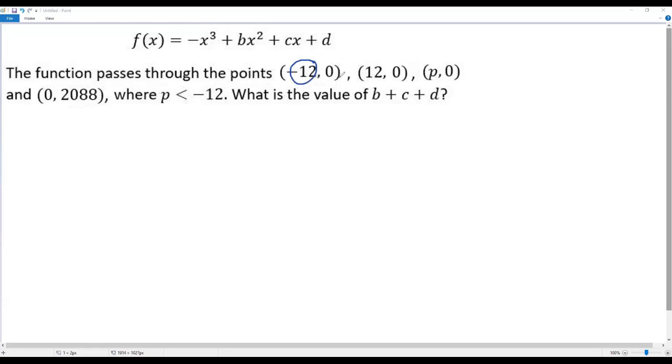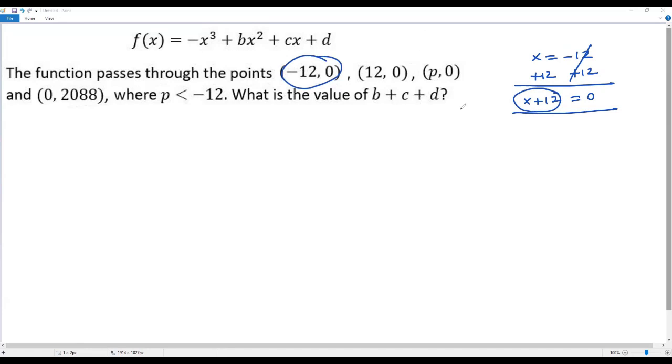For the first x-intercept, the x coordinate is negative 12. Okay, to get the linear factor corresponding to this x-intercept, I have to make the right side 0. For that, I have to add 12 to both sides. When I do so, this negative 12 and positive 12 will cancel out. I'm getting x plus 12 equals 0. So this is a linear factor corresponding to the x-intercept (-12, 0).